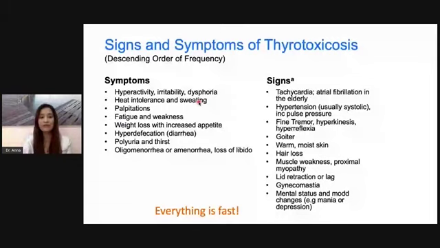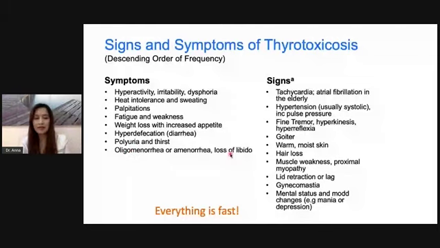These patients will also have palpitations because of the adrenergic activation in your heart, fatigue and weakness, weight loss, even with increased appetite because of the hypercatabolism. Remember that in hyperthyroidism, you have increased carbohydrate metabolism, increased fat metabolism, increased protein synthesis and degradation. You also have polyuria, thirst, oligomenorrhea or amenorrhea, loss of libido. So the gynecologic symptoms will be very similar also with hypothyroidism.